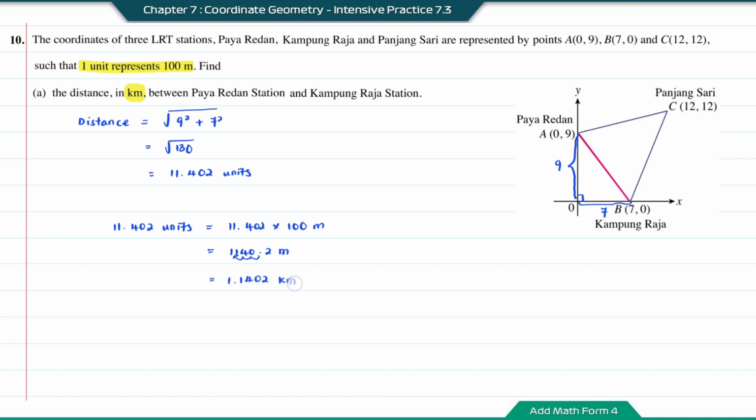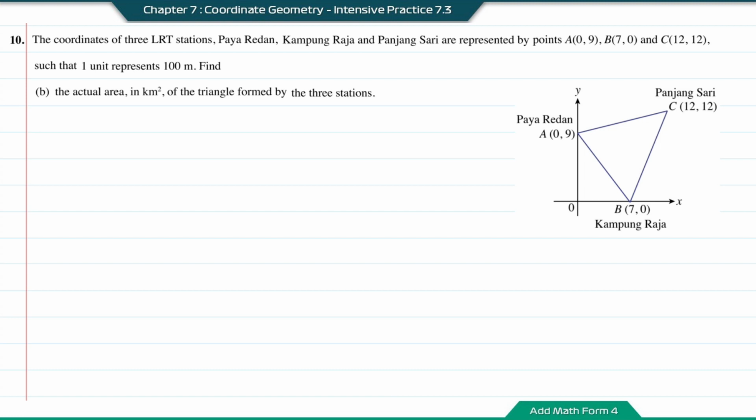1.1402 kilometers. Question B. Find the actual area in kilometers square of the triangle formed by the 3 stations. So here we can find the area using the shoelace formula. So here we're going to arrange the coordinates anti-clockwise. Start with the coordinate A, so (0, 9), followed by (7, 0), (12, 12), and end with the coordinate A.